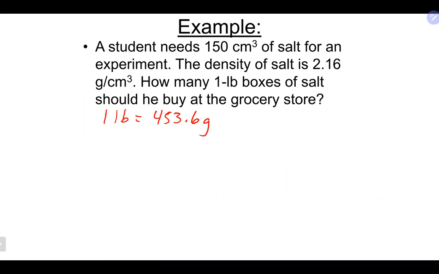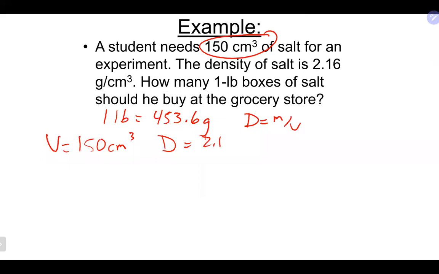Okay, let's take a look. So again, here we're dealing with density. Our formula: density is equal to mass divided by volume. In this case, we have 150 cubic centimeters, and that is a volume. We have the density given to us, which is 2.16 grams per cubic centimeter. So if you weren't sure, we definitely have density and volume given to us, so mass seems like a very good thing to solve for.